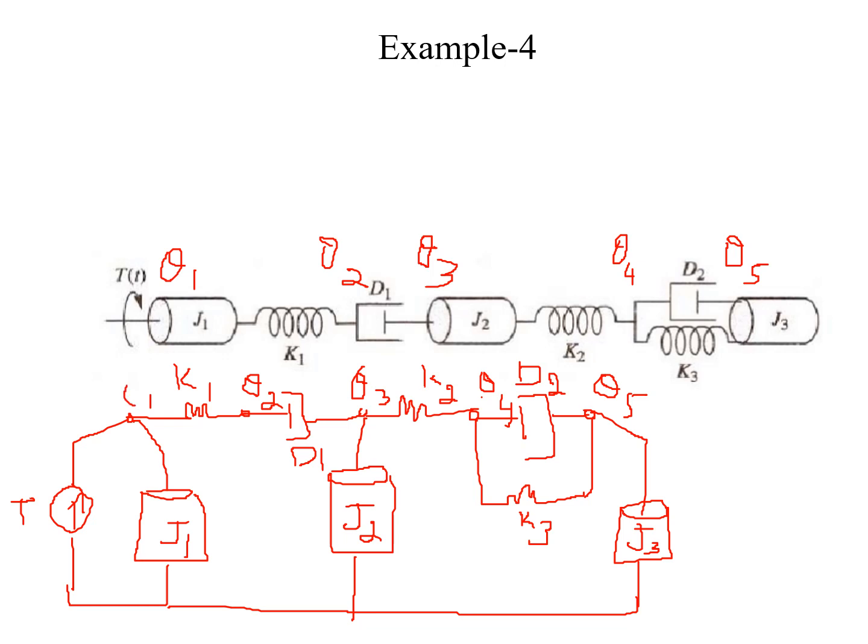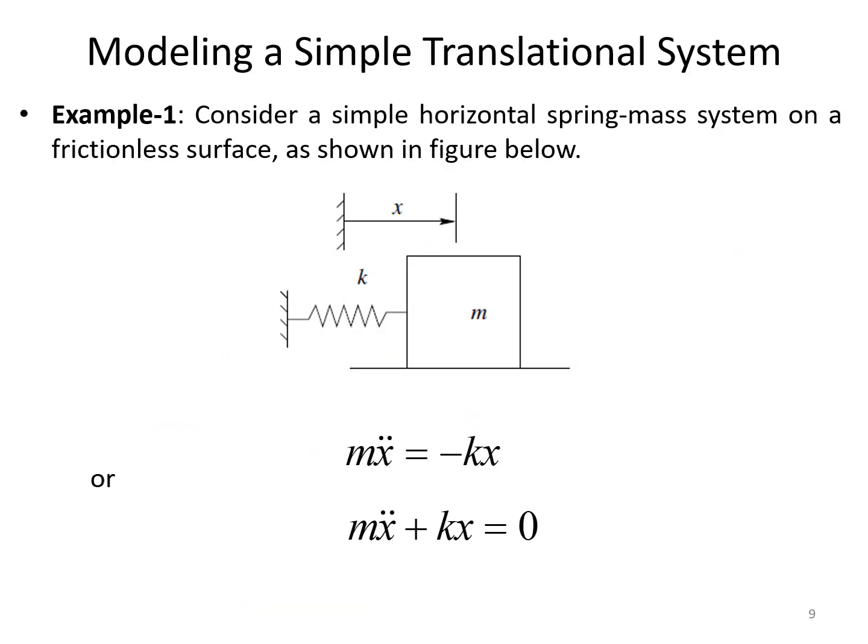So this is my theta 1. So this is how you need to draw the mechanical network for the given system. Now, let's see how to model a simple translational system in the similar way.